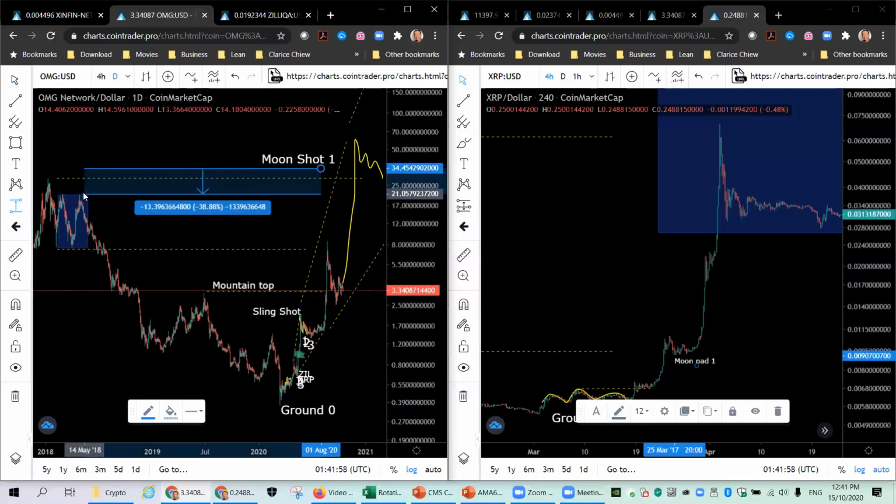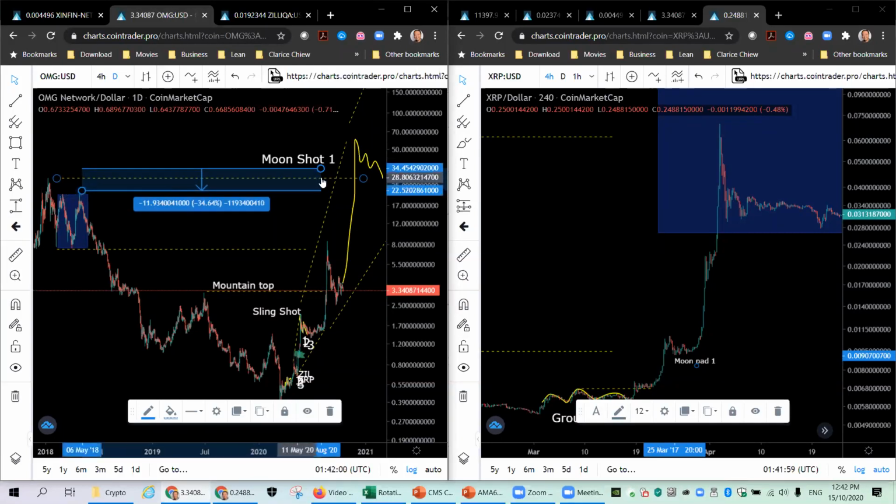Okay, so let's see. Anywhere around $34, it's a great exit. And you might want to consider buying back at around $22. So that would be my take. Watch out on that one, because that's how XRP did the last cycle.